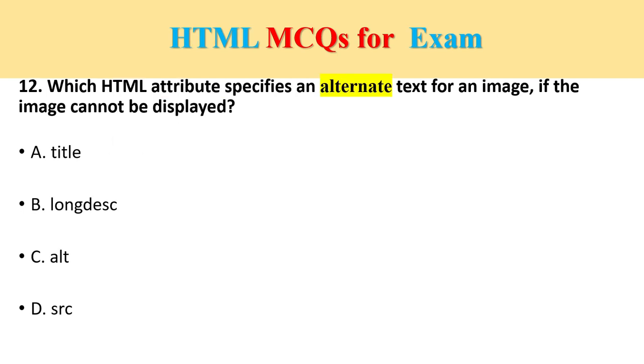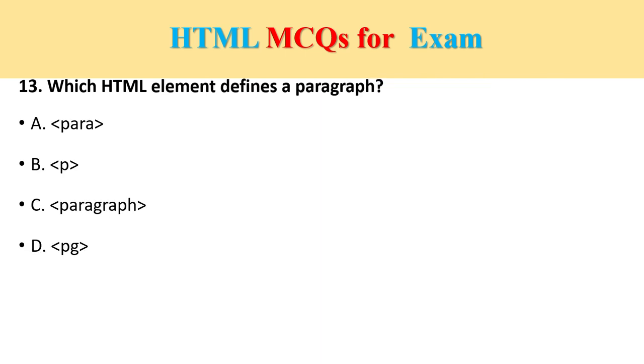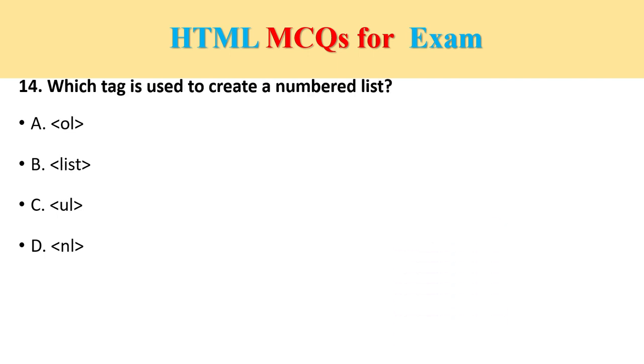12. Which HTML attribute specifies an alternate text for an image if the image cannot be displayed? When we want to display text instead of the image, we can use the alt attribute. C is the correct answer. 13. Which HTML element defines a paragraph? The P element is used to define a paragraph in HTML. B is the correct answer.